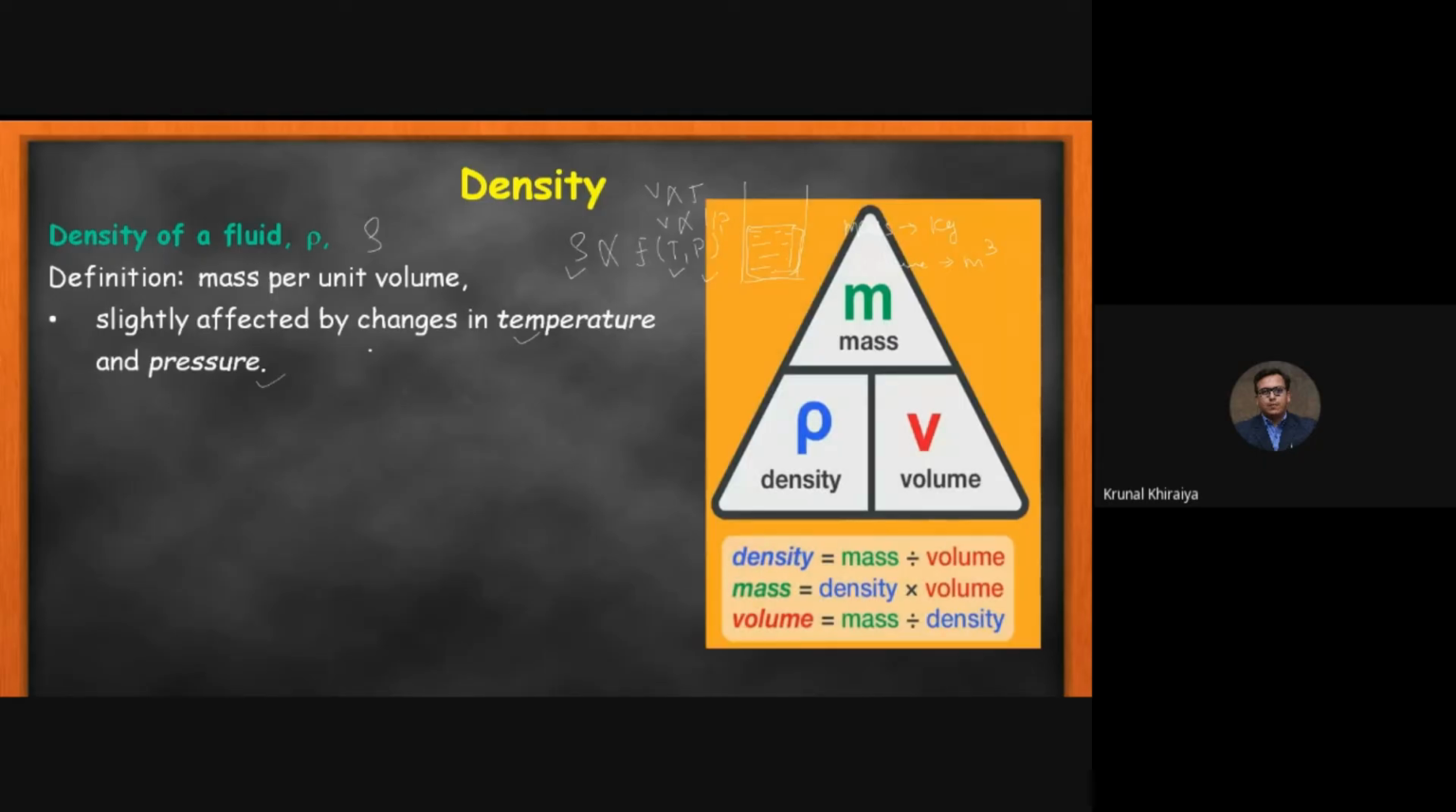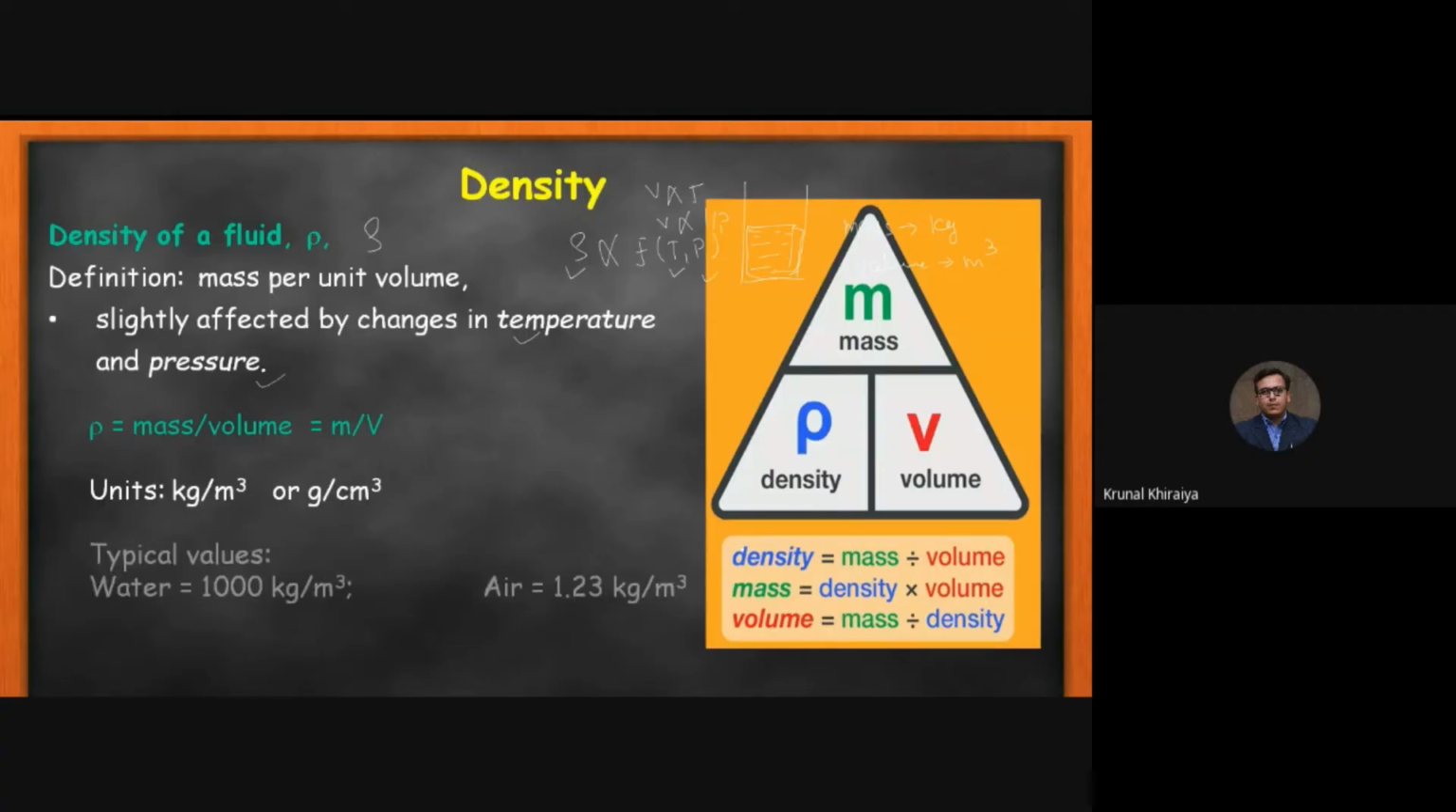Now here you can remember it. Suppose you need to remember what density is, then it is mass by volume. These three formulas can be utilized for different purposes in solving numericals. Now it is mass by volume, and the unit becomes kg per meter cube. If you are considering the CGS unit, then it becomes gram per centimeter cube.